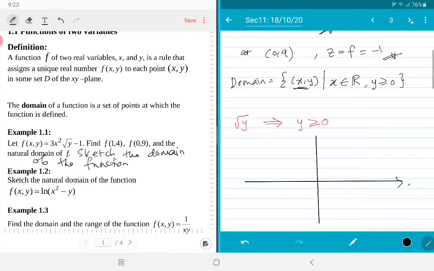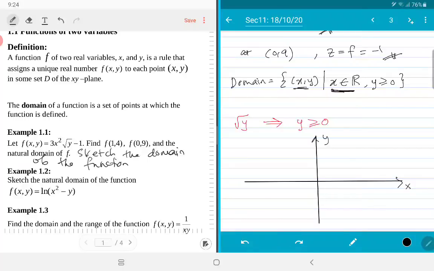Okay, here we have the x-axis and y-axis. Now, when you look for the constraint of x, it says x can be any real number, meaning that x can be in the first quadrant, second quadrant, third quadrant, and also the fourth quadrant, and also on the axis. So no constraint there.